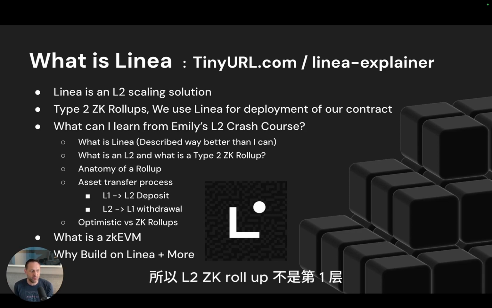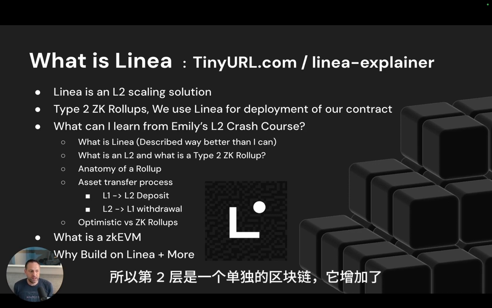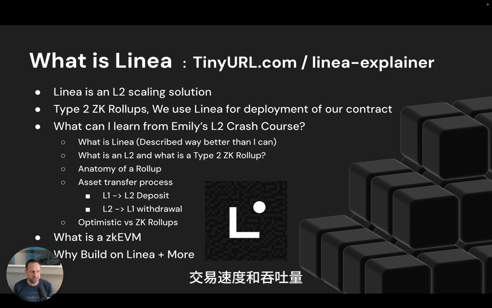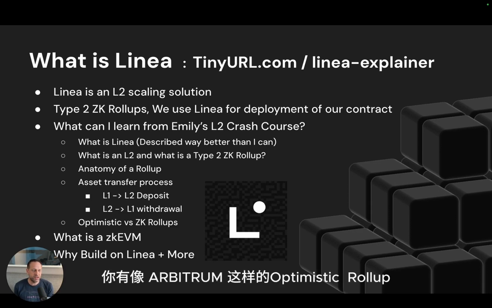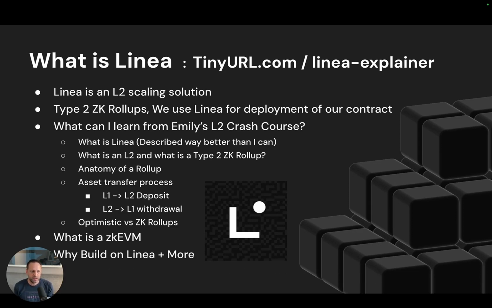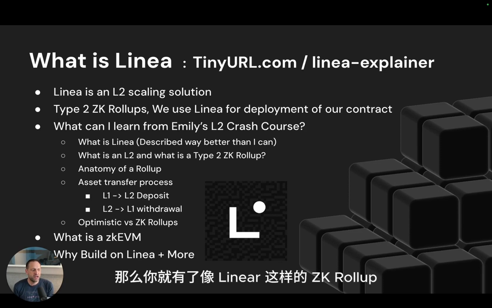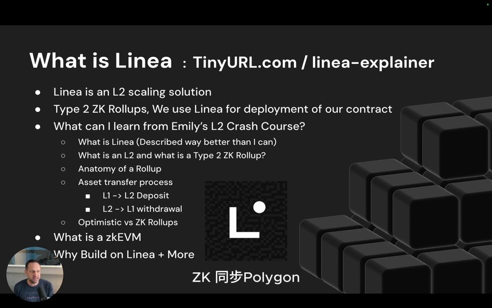So a type 2 ZK rollup is not a layer 1. A layer 2 is a separate blockchain that increases the transaction speed and throughput while partially deriving its security from Ethereum. It pulls the execution layer away from L1. They rely on Ethereum for data availability and then post their transaction data back onto L1. Rollups are the most widely accepted implementation. You have optimistic rollups like Arbitrum, Optimism, even Base. Then you have ZK rollups like Linea, ZK Sync, Polygon zkEVM, Scroll, and Starknet.